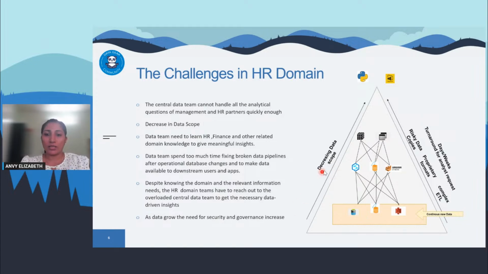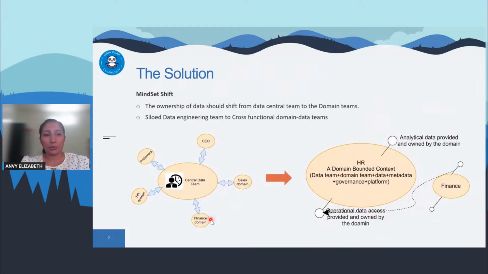So as you see, by the time the data reached the dashboard, the scope of the data had decreased. And also, as the size of the data increased, the security and governance issues started increasing. These were the main challenges the HR domain faced. And what is the solution for this?